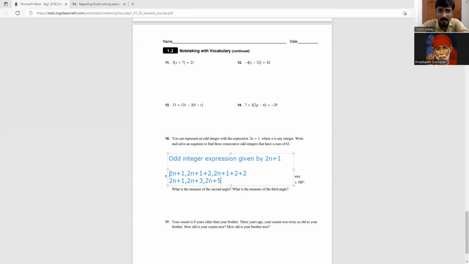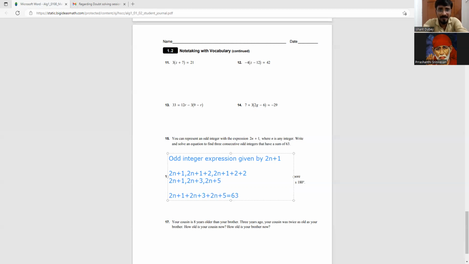Now here, what they are saying: find the three consecutive odd integers that have a sum of 63. Three consecutive odd integers are there, and their sum is 63. That is given. So what is the meaning of that? You have to add all the three consecutive odd integers. So I add 2n plus 1, plus 2n plus 3, plus 2n plus 5, and that equals 63, as given in the question.